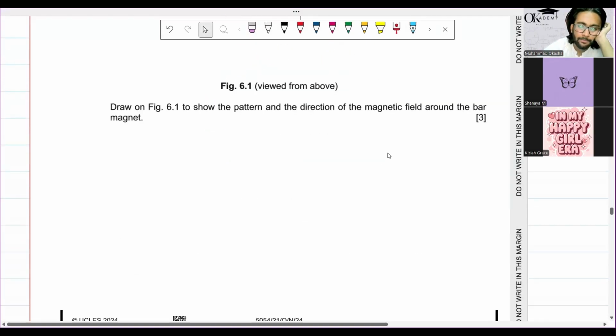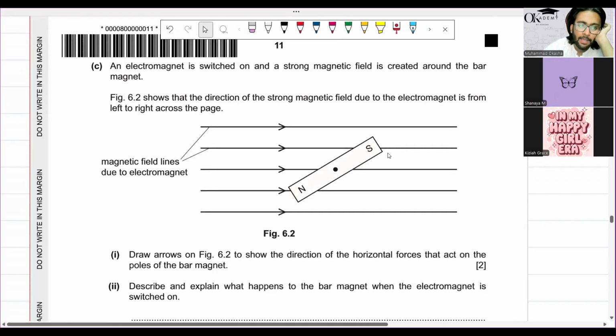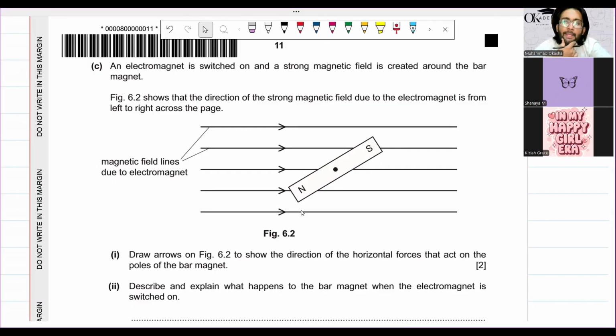Magnetic field on the power magnet. The electromagnet is switched on and a strong magnetic field is created around the power magnet. So we have a power magnet and we have magnetic field lines around the power magnet. Figure 6.2 shows the direction of the strong magnetic field due to the electromagnet is from left to right across the page. Draw arrows showing the direction of the horizontal forces that act on the poles in the power magnet.